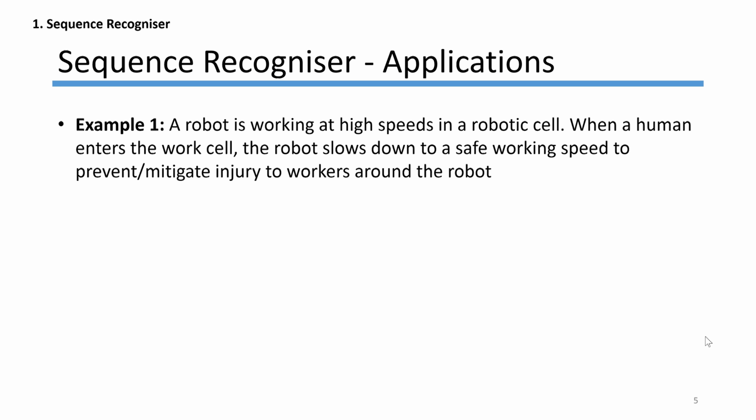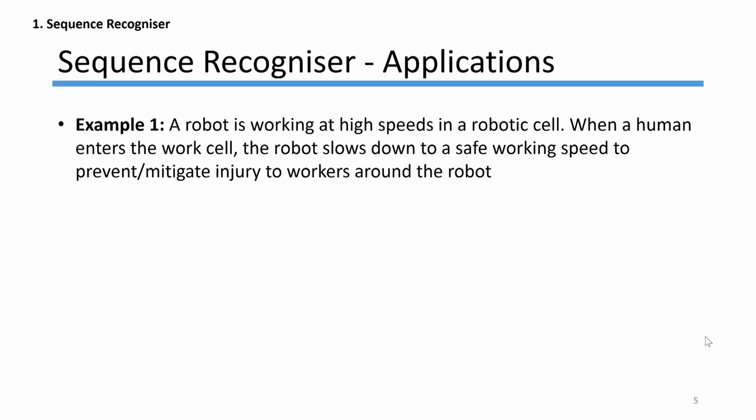In applications, sequence recognizers have applications around the world. So for example, this is example number 1. A robot is working at high speeds in a robotic cell. When the human enters the work cell, the robot slows down to a safe working speed to prevent or mitigate injury to workers around the robot. So if you look at this example, you can see there are two states. The first state is when there are no humans working around the robot, and the second state is when there are humans around the robot.